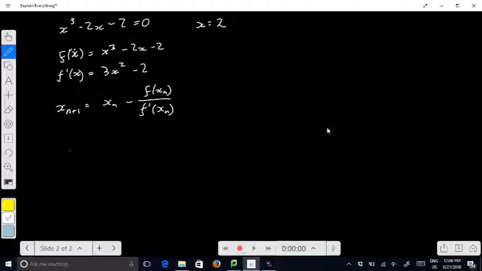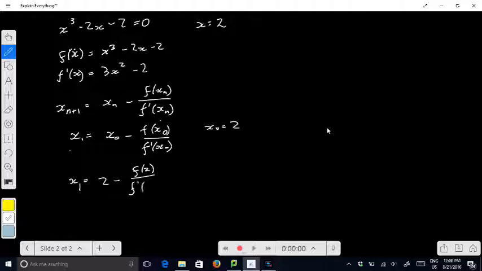Now, we can say x1 is going to be our initial point, x naught, take f of x naught over f dash of x naught. And we can say x naught is going to be this point at 2. So our next point, x1 we'll call, is going to be 2 take f of 2 over f dash of 2.